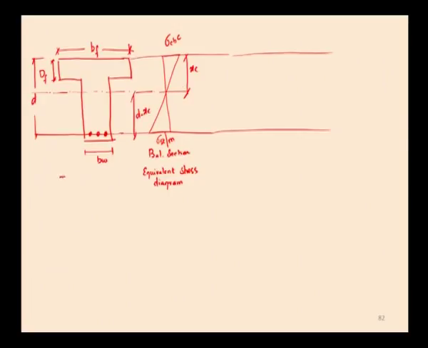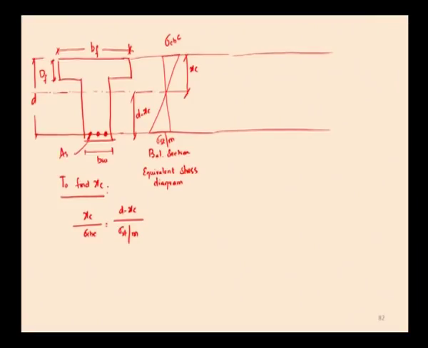Since it is a balanced section, by using the similar triangle property, we can find xc. xc divided by sigma cbc is equal to d minus xc divided by sigma st by m, where sigma st by m is the stress in concrete surrounding tensile steel. We have already discussed in the previous rectangular section how the area of steel is transformed into the equivalent area of concrete surrounding tensile steel.